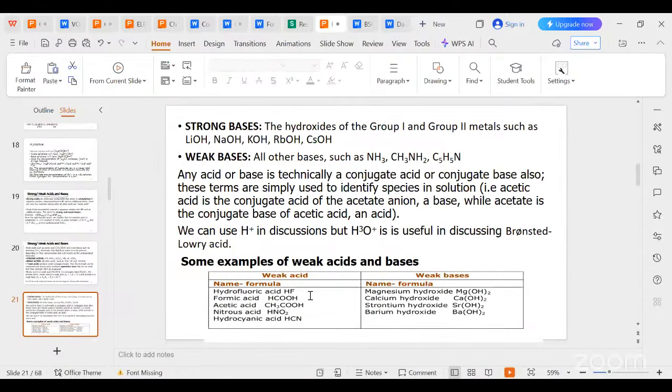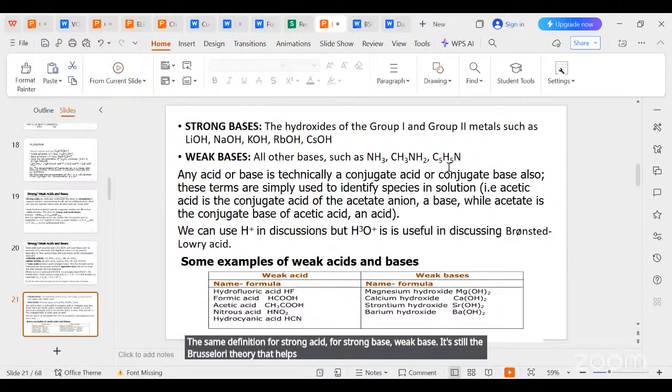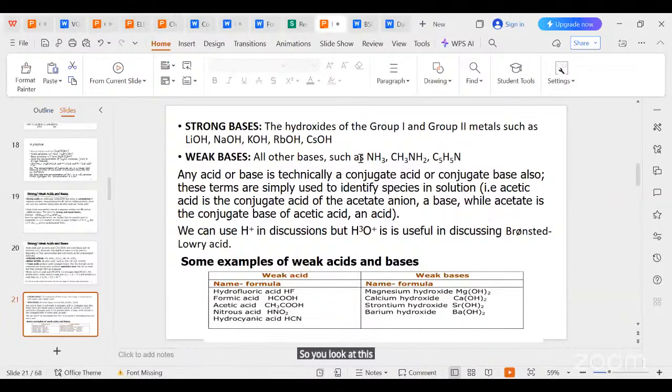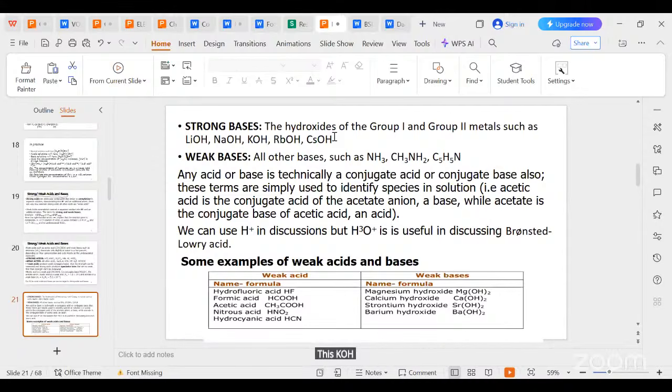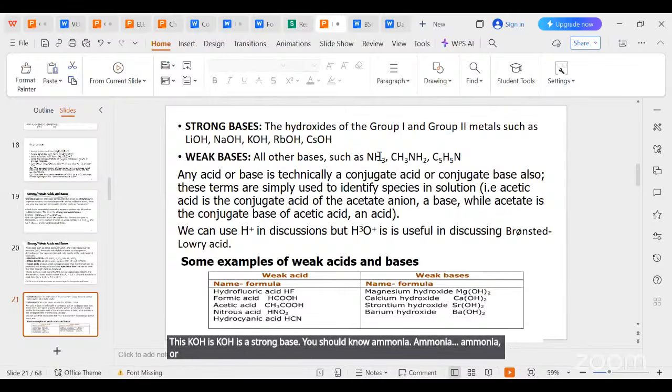The same definition applies for strong acid, strong base, weak base. It's still the Bronsted-Lowry theory that helps us know all this. So you look at this, you should know this. Ammonia, all these are weak bases, while these are strong bases. These are some examples. It's not exhaustive, but there are some weak bases and strong bases you should know. For example, you should know sodium hydroxide is a strong base. KOH is a strong base. You should know ammonia, or even ammonium hydroxide, they are all weak bases. So we should know those common ones.